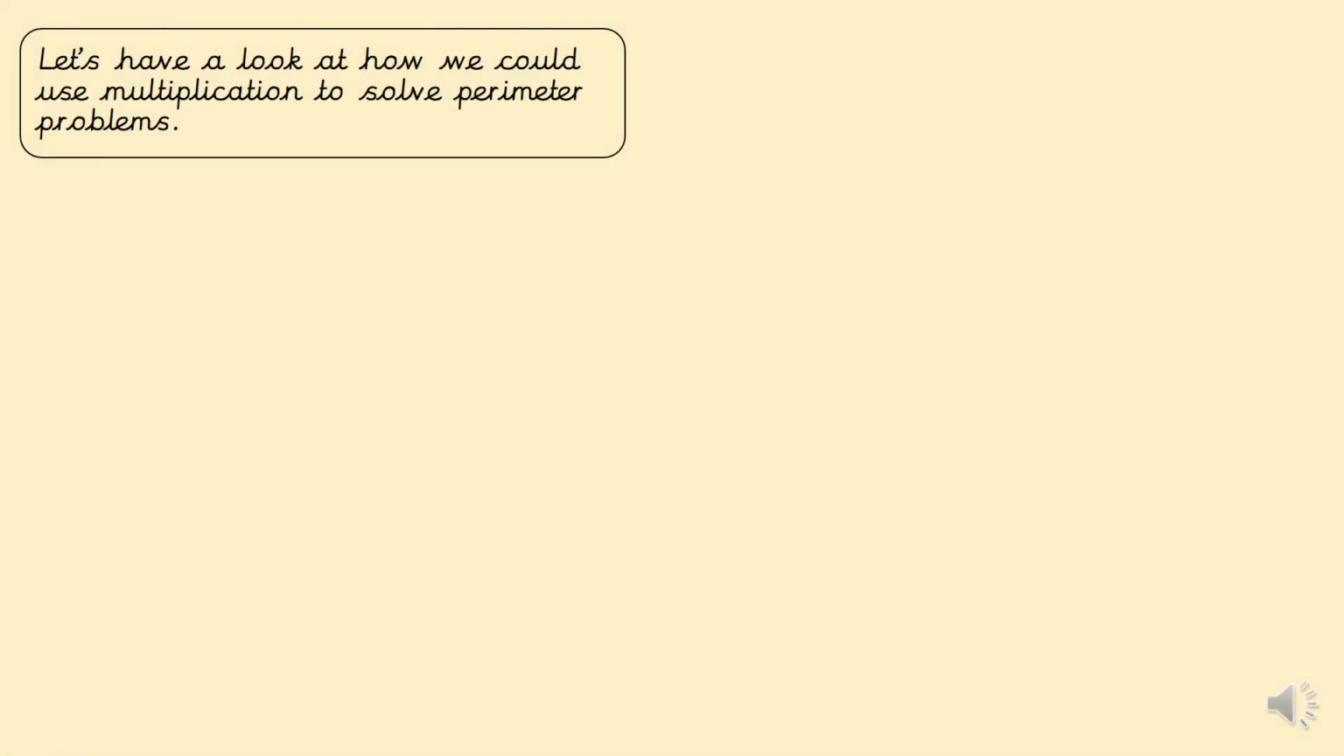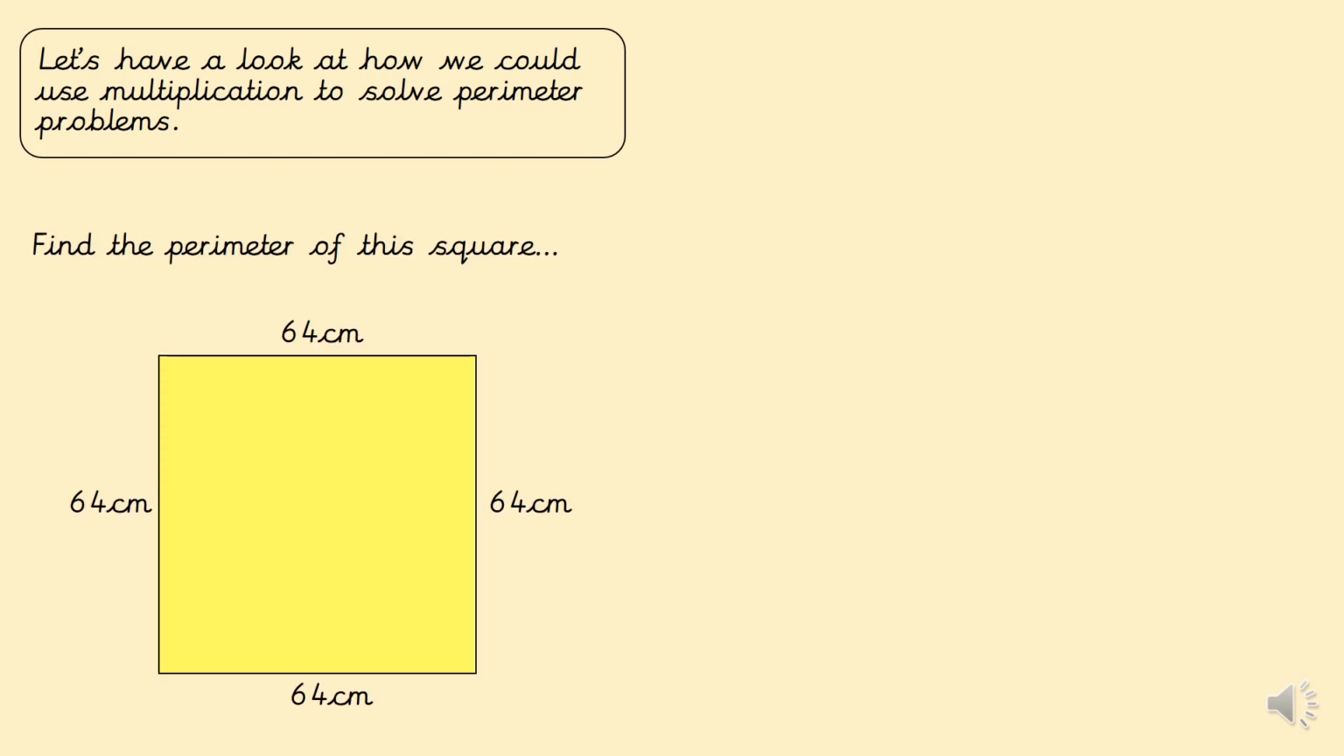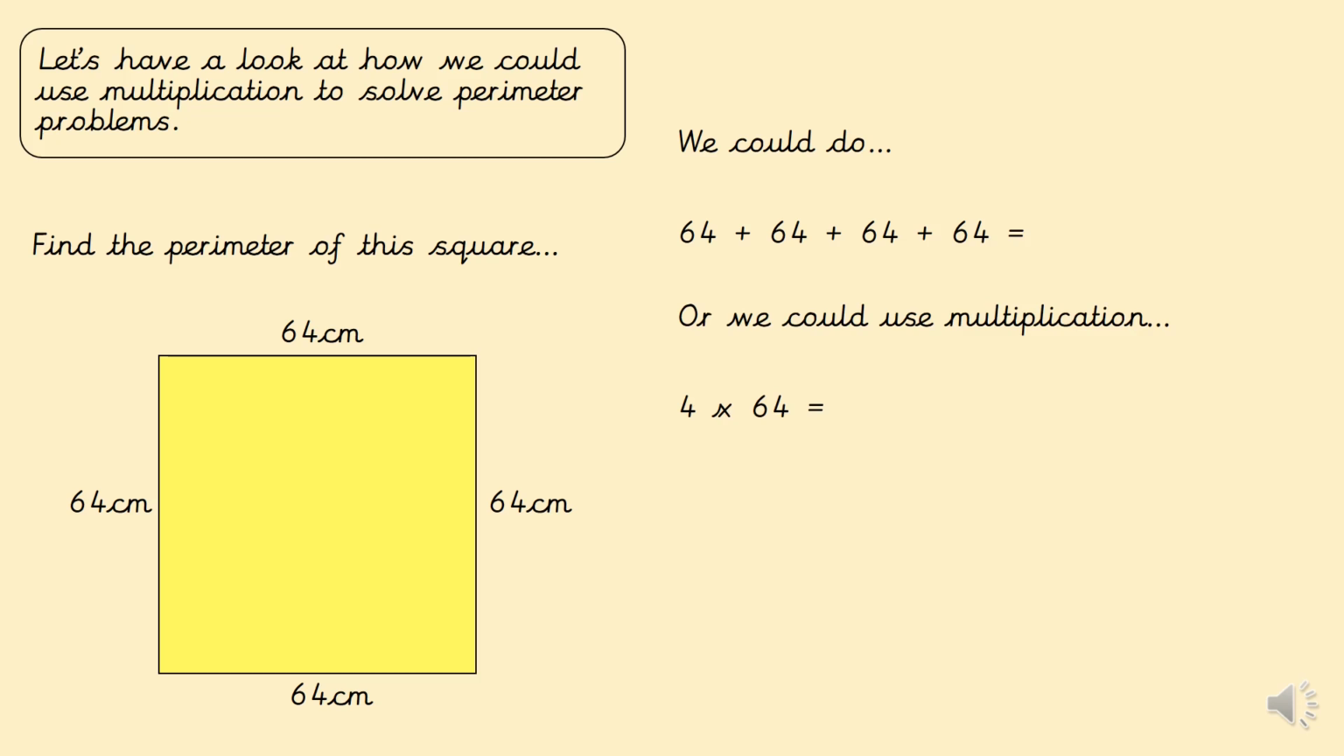How we could use multiplication to solve perimeter problems. This question says, find the perimeter of this square. Now we could do 64, add 64, add 64, add 64, or we could use multiplication. Because all the lengths of a square are of equal length, we could do 4 times 64. 4 lots of 64. Let's recap how we'd solve this problem.